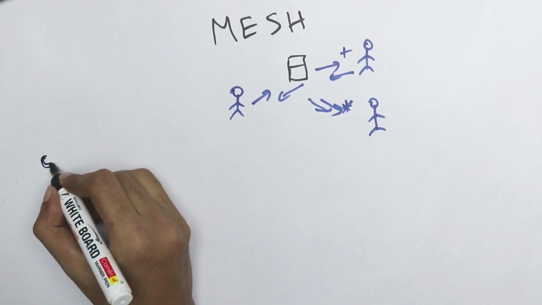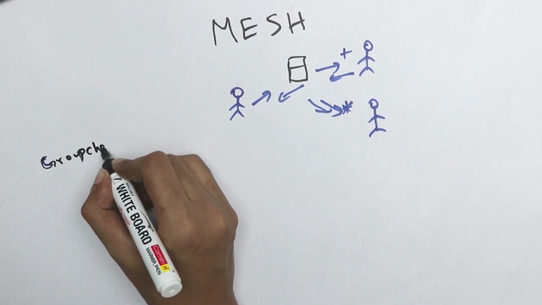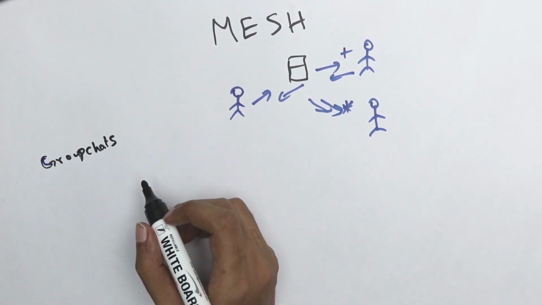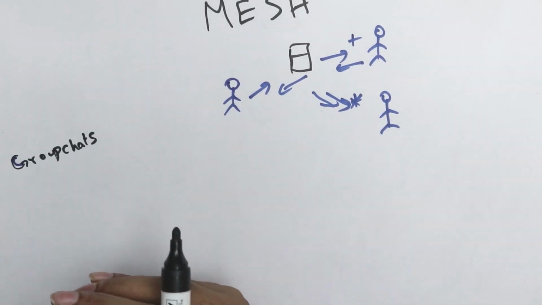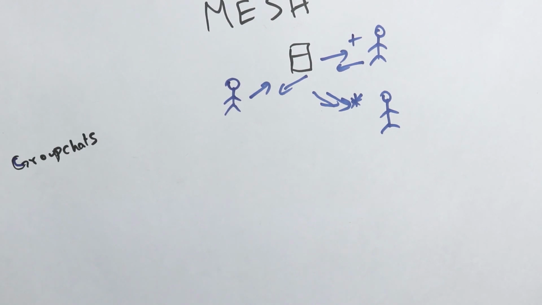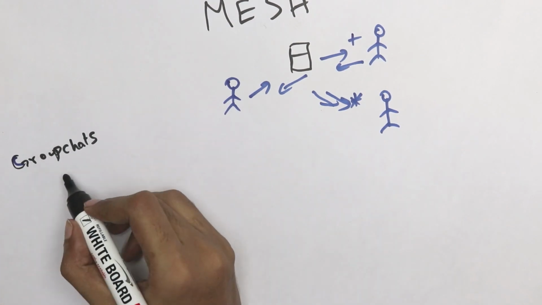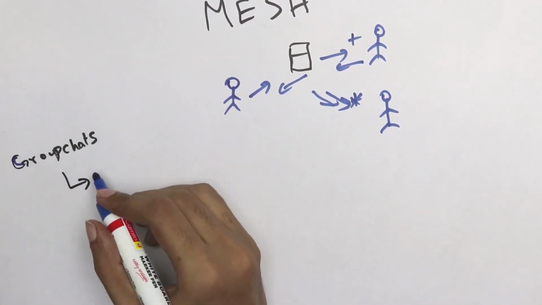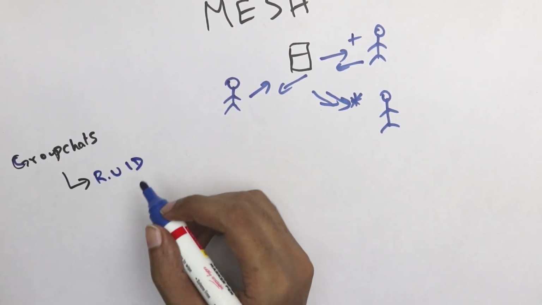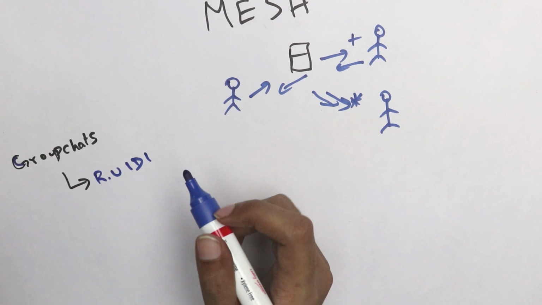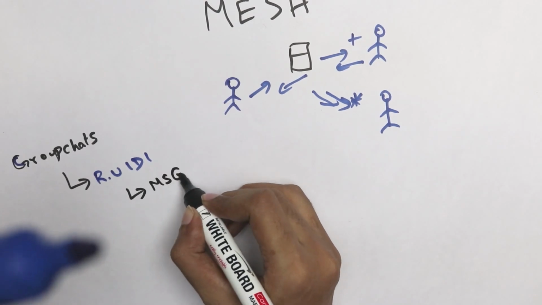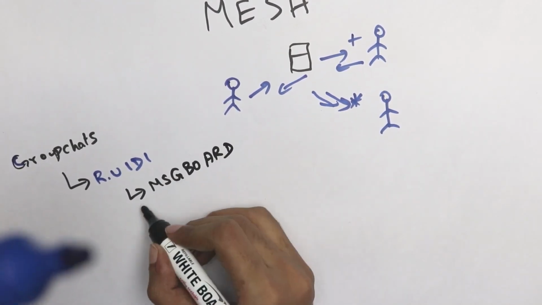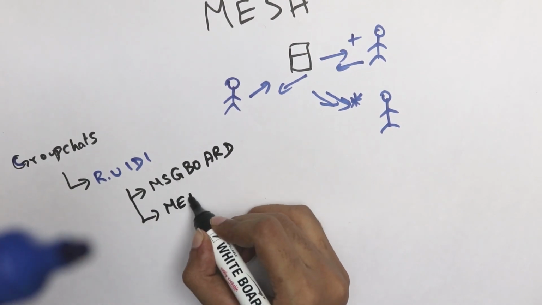First there is a group chats collection. Inside this group chats collection, I am creating one user, and this user is random UID 1. Under this I'll have a message board and a members list.